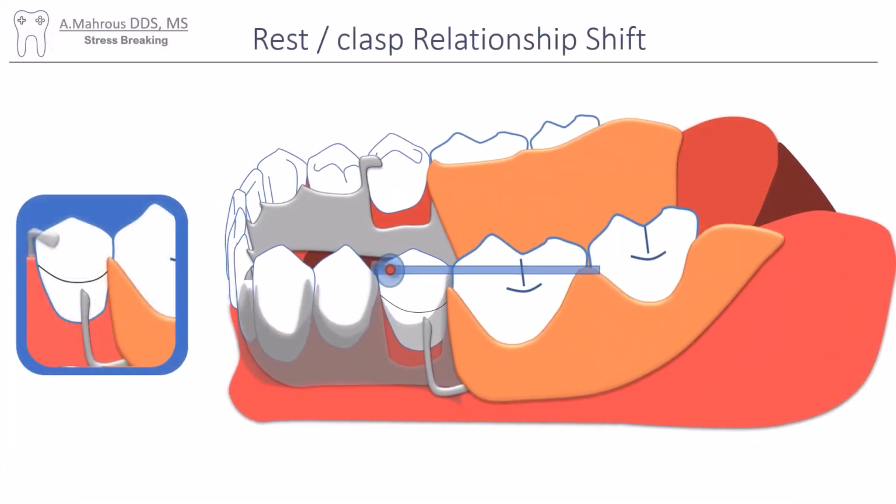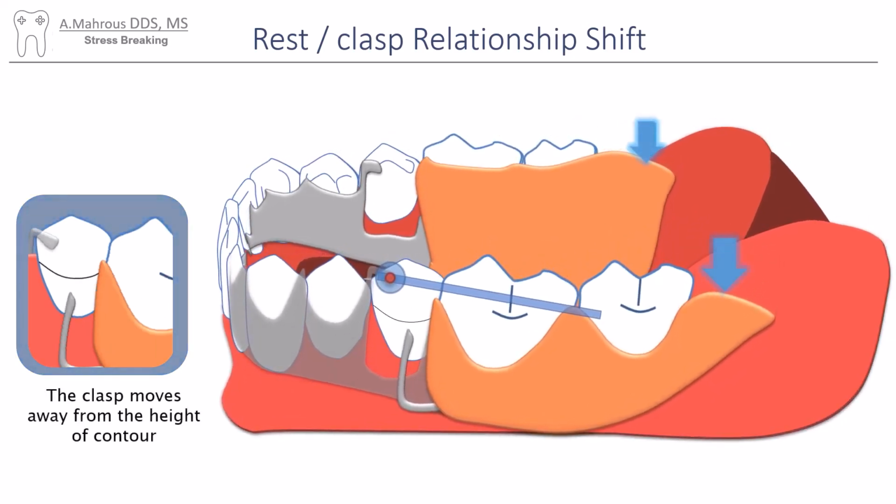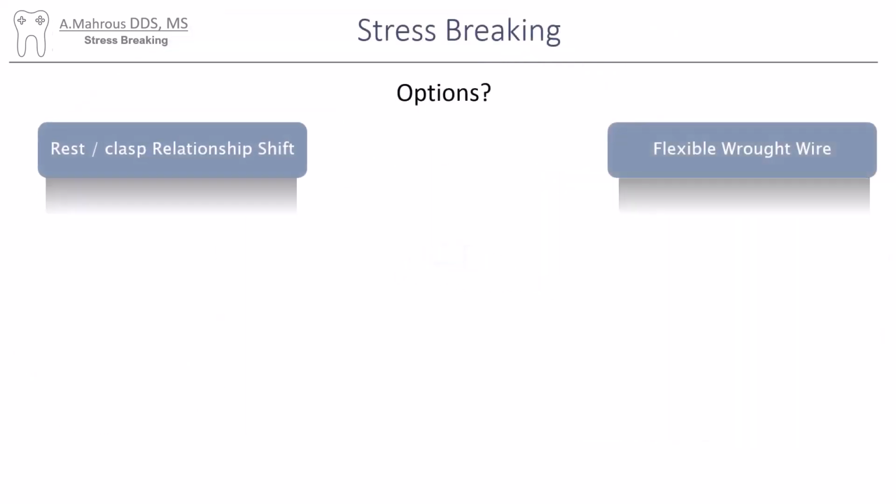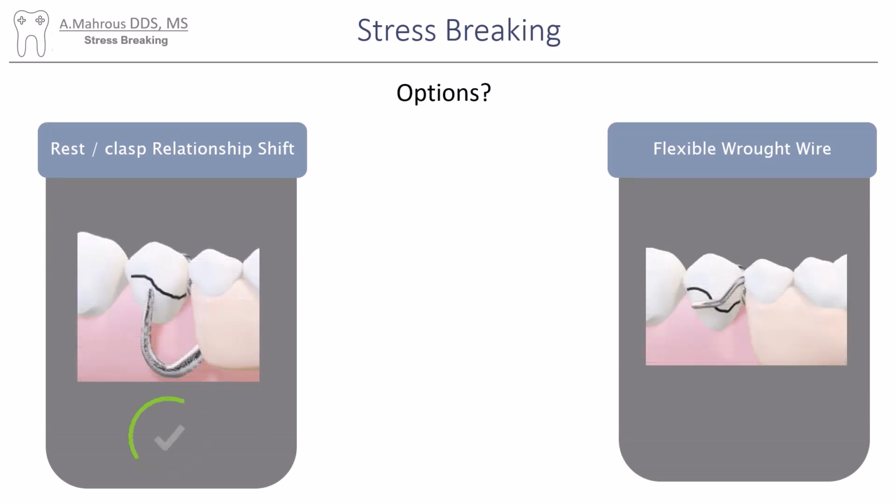Now we've created a situation where the clasp tip is on the same side as the edentulous segment. So when the denture base moves downwards, the clasp also moves downwards, disengaging the undercut and not transmitting any excessive forces to the abutment tooth. So that kind of solves it for the rest-clasp relationship shift.